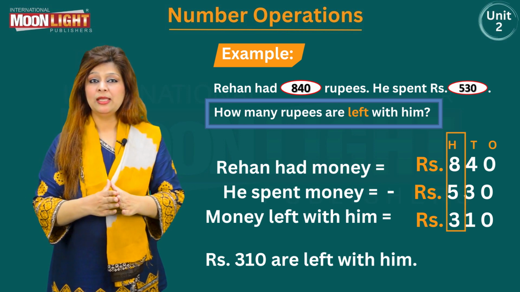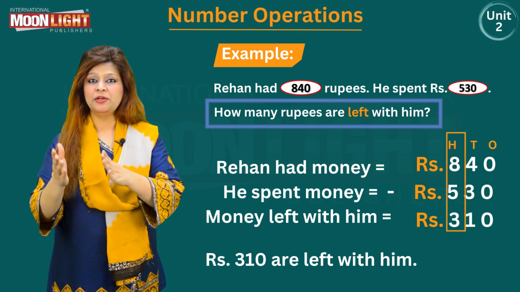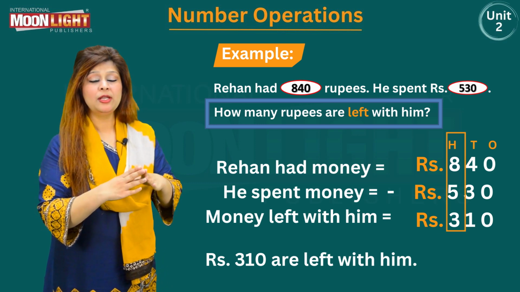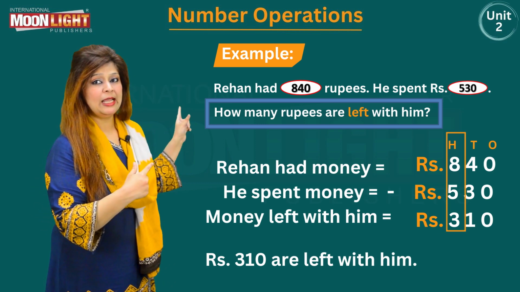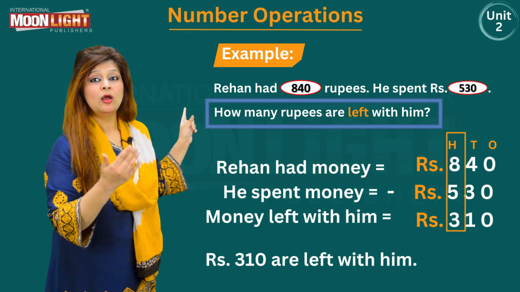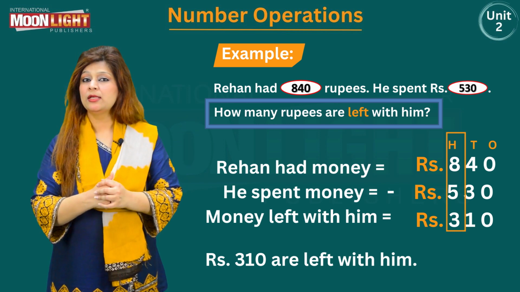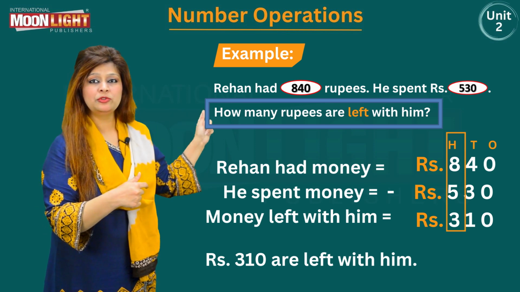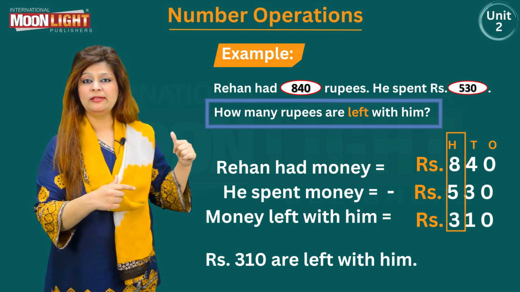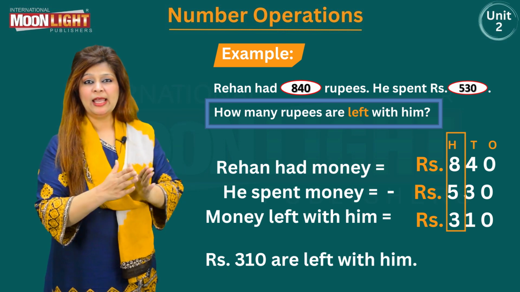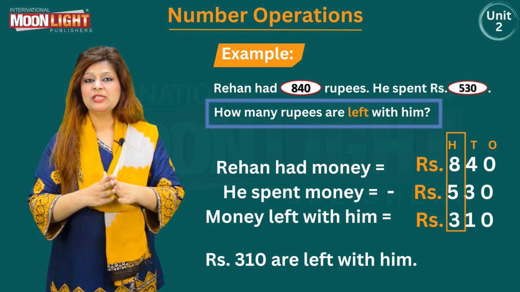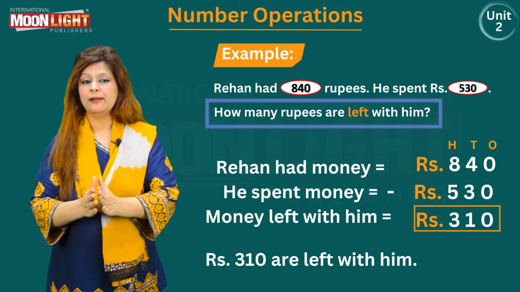Now the third step is to subtract hundreds. I will draw 8 lines and then cut 5 lines from it. How many lines remain? Yes, count: 1, 2, 3 lines remaining. So I'm going to write the number 3 over here and I have my complete answer, which is rupees 310.